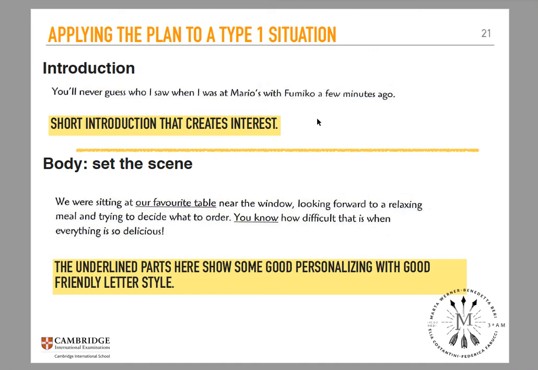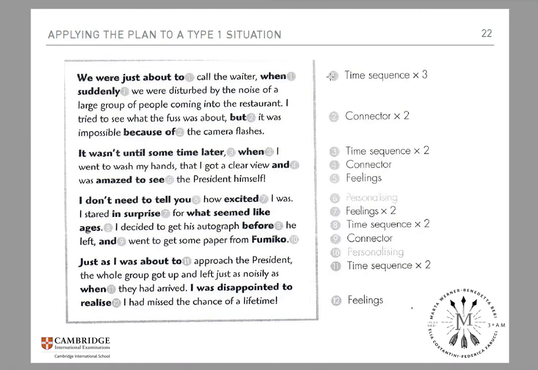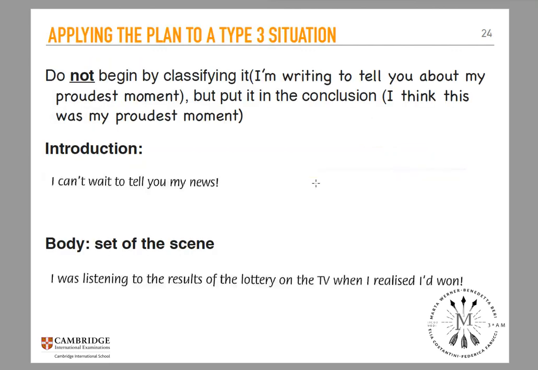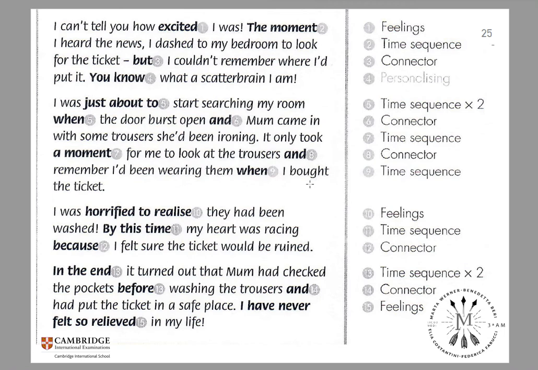So then here are your different examples, and they've actually coded it for you so that you can see time sequence. We were just about to, okay? When suddenly, connectors, here's but, here's because of. All of them, go through this. And it gives you some feedback as well. And these are just different types of things. I was horrified to realize, that's your feeling words. So there's a lot of really great examples in this PDF.